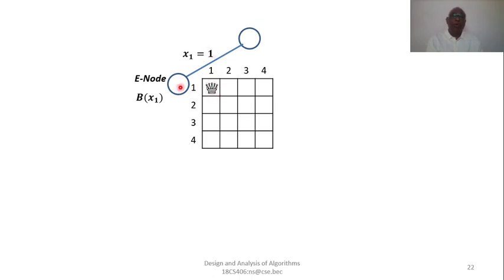Now, this E node is at level k equal to 2. So we create the children of this E node by choosing the values of x2. The possible values, as I said earlier, are x2 equal to 1, x2 equal to 2, x2 equal to 3, x2 equal to 4. And we obviously know that some of the values are trivial. But nevertheless, for the sake of completeness, let's see how backtracking proceeds.